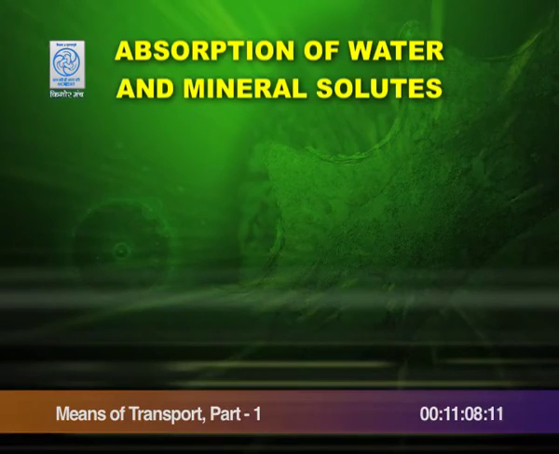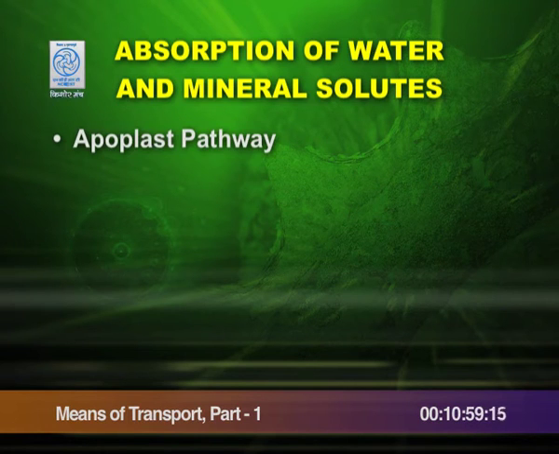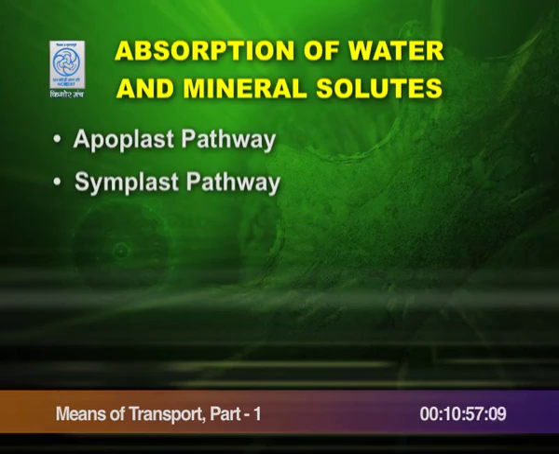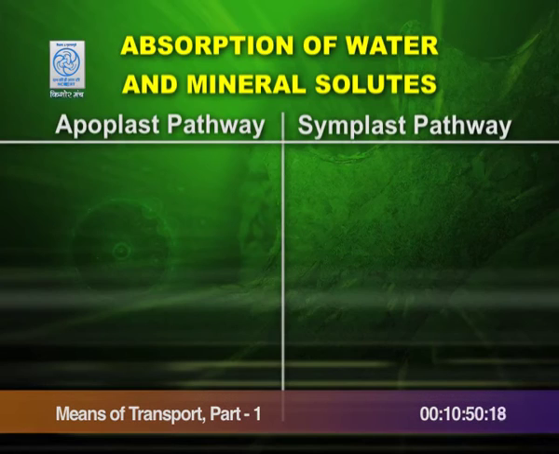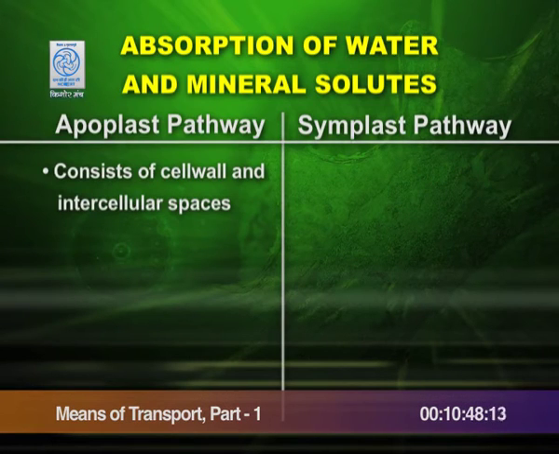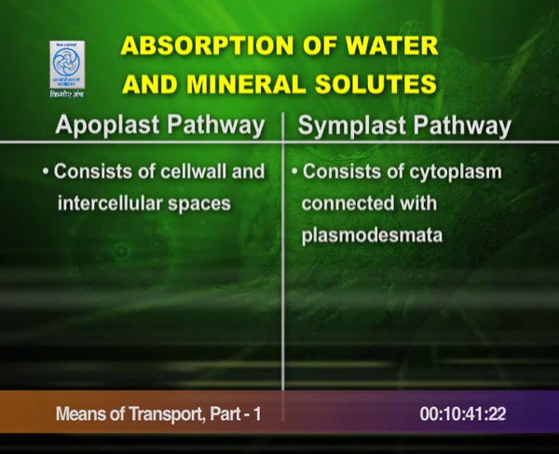Now, let us see absorption of water and mineral solutes. How does it occur? It occurs through 2 pathways, which are apoplast pathway and symplast pathway. Let us see the differences between the 2 pathways. In apoplast pathway, it consists of cell wall and intercellular spaces. On the other hand, in symplast, it consists of cytoplasm connected with plasmodesmata.